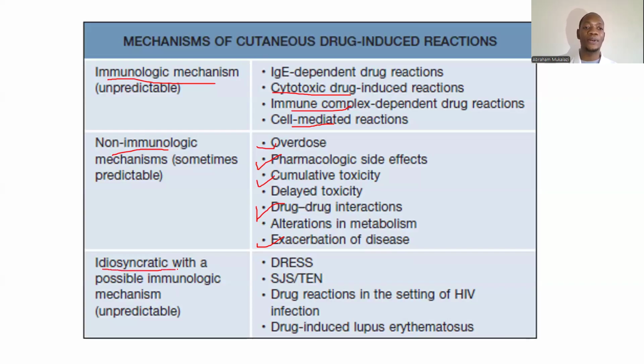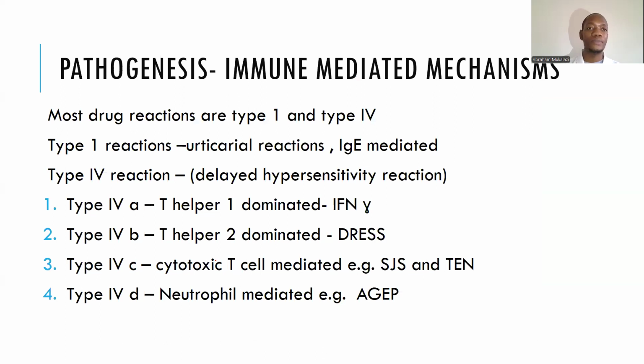Then lastly, we also have what we call idiosyncratic reactions, which are usually unpredictable, and possibly there's a thinking that maybe they may be due to immune mediation, including disease conditions like DRESS, SJS, and TEN, that we try to explain the pathomechanisms, though sometimes it is not well understood how the drug ends up causing the damage. So when we progress to the pathogenesis of these drug reactions, most of the drug reactions that we shall look at here, they are type 1 and type 4 hypersensitivity reaction mediated.